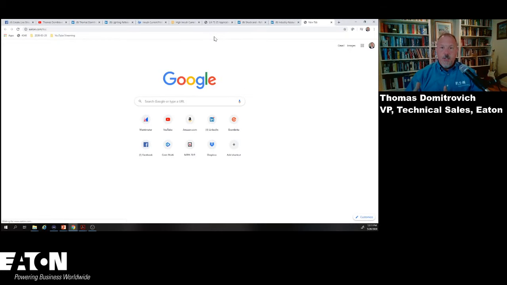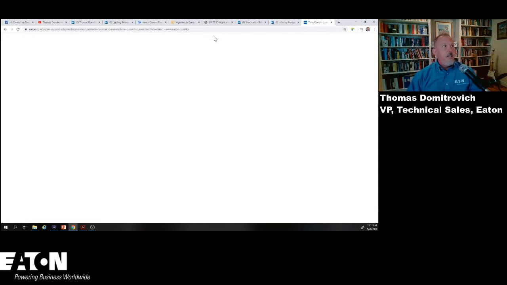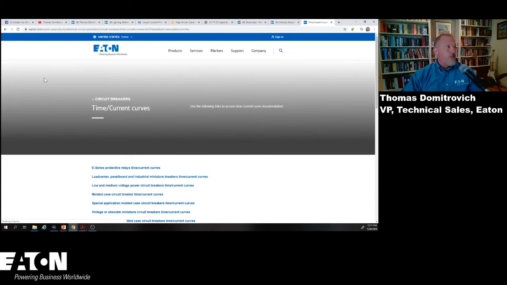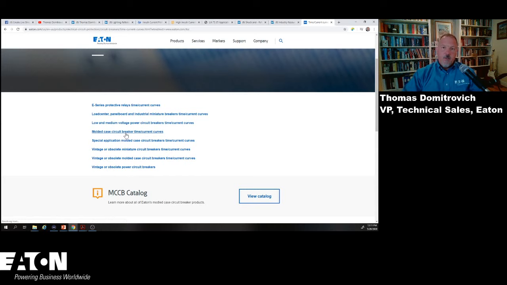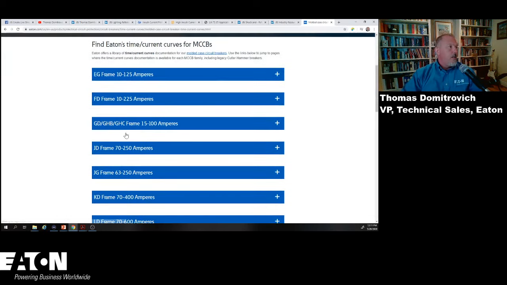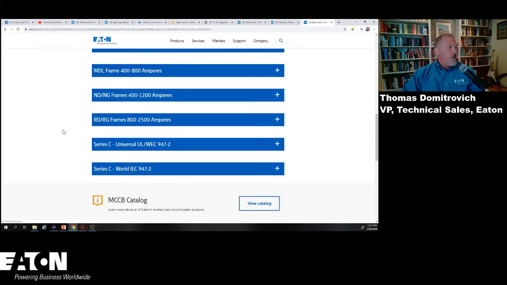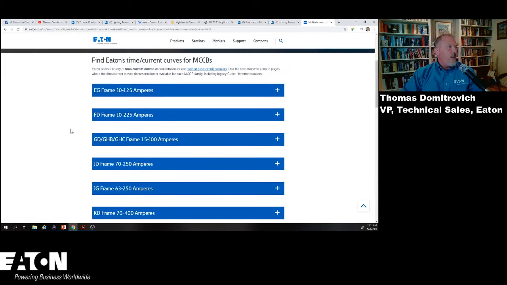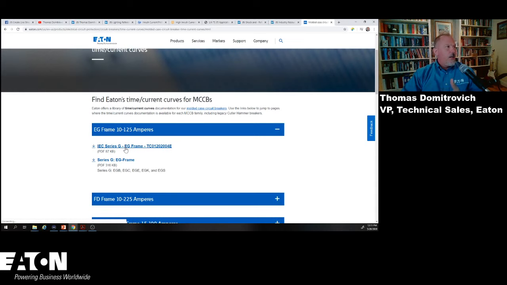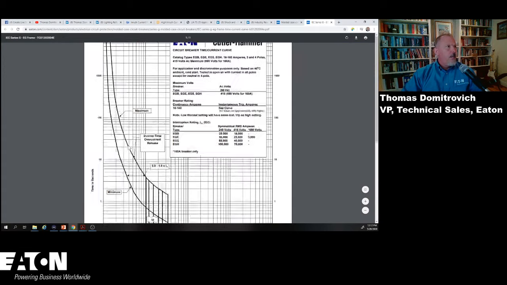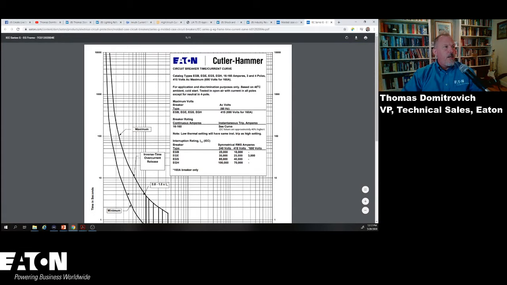Eaton.com/TCC. If you go to Eaton.com/TCC, that'll get you to the time current characteristic curves for all of our different types of overcurrent protective devices, including relays, molded case circuit breakers, and fuses. Now, most of these are our three-phase. I'm just going to go to the EG breaker because I just want to simply bring up a trip curve to help you understand. So this is a trip curve for our EG breaker.